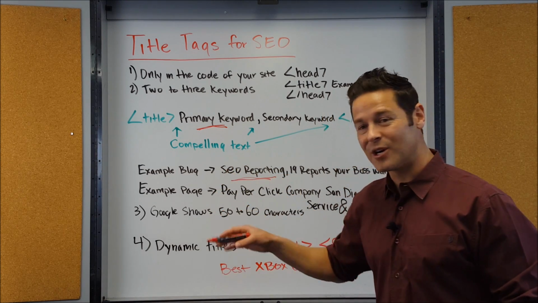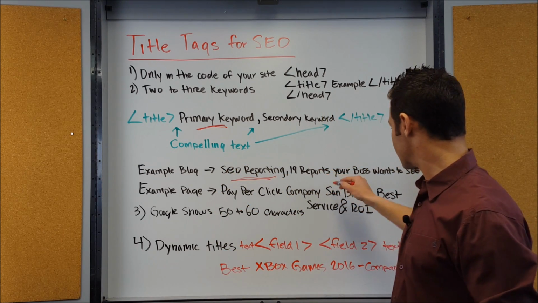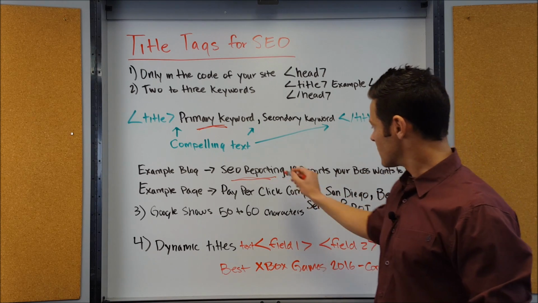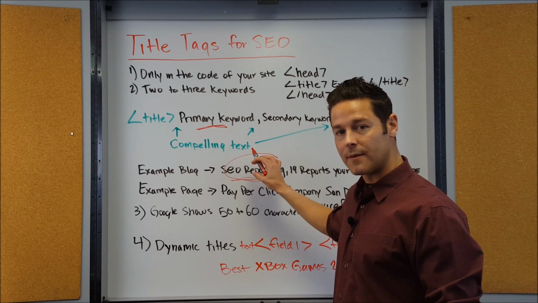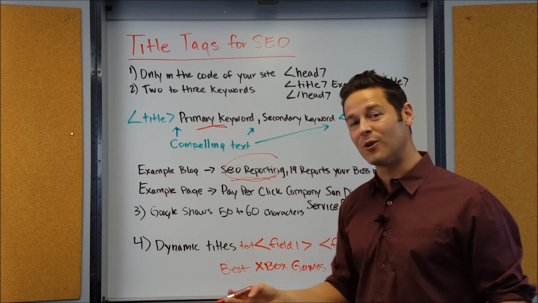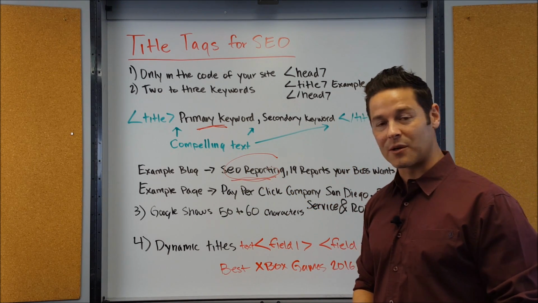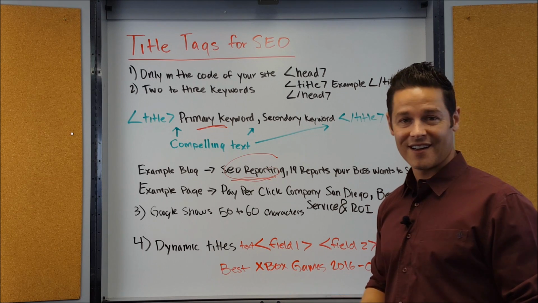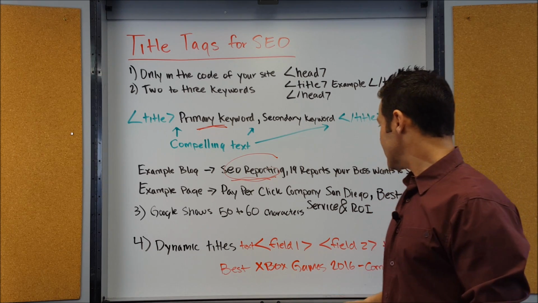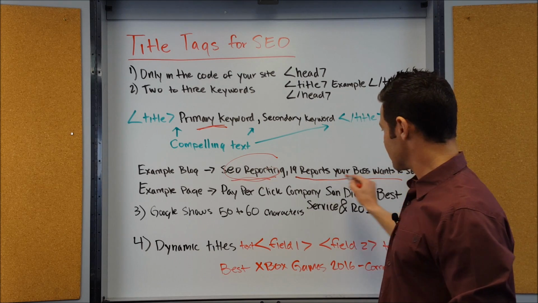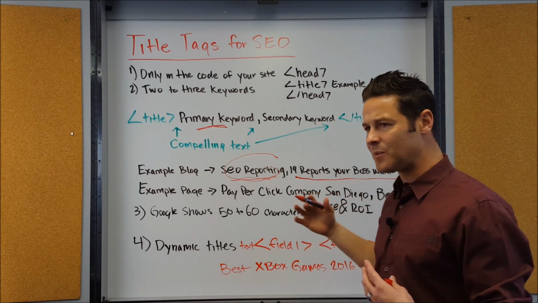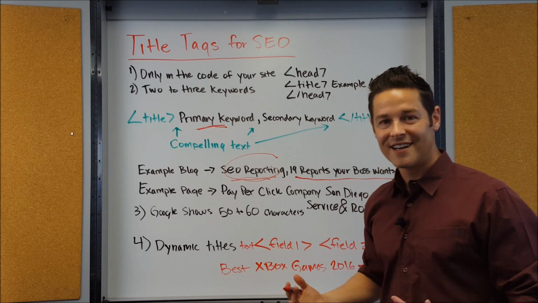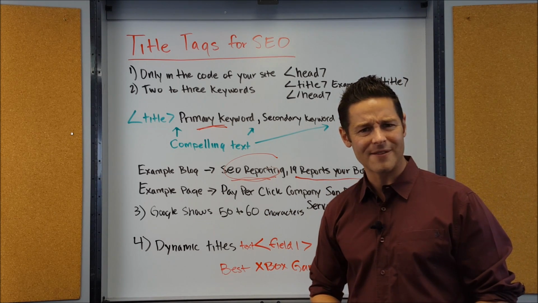It was on SEO reporting, 19 reports your boss wants to see. So what we have here is the main keyword towards the very, very front, right? And this post actually ranks page 1 now for the term SEO reporting, which is a great term for our industry, being an SEO company. And then we've got some information back here. So the user comes in and sees this, and then they see this, and then, 19 reports my boss wants to see, I better figure out what that is, right?